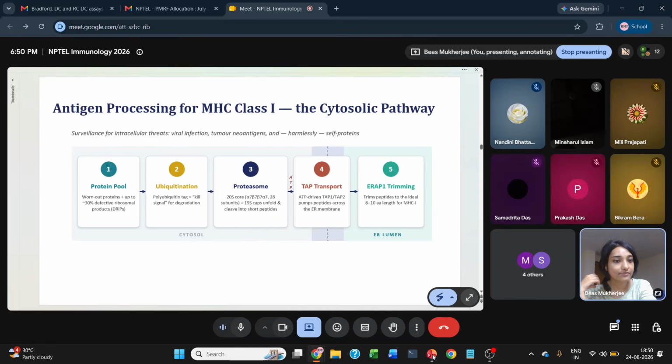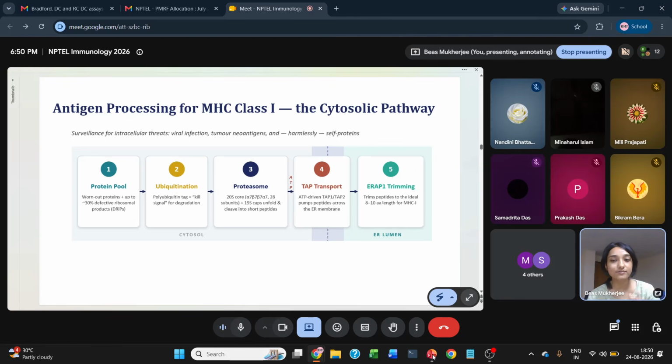So this entire thing that we talked about is explained here once again. See, surveillance of intracellular threats, that is viral infection, tumor neoantigens, and harmless self proteins. All of these undergo this entire procedure. So the protein pool is there. The worn out proteins, up to 30% of defective ribosomal products or DRiPs, are there. They are ubiquitinated, so a polyubiquitination tag is added. It is called the kill signal for degradation, and then it goes into the proteasome.